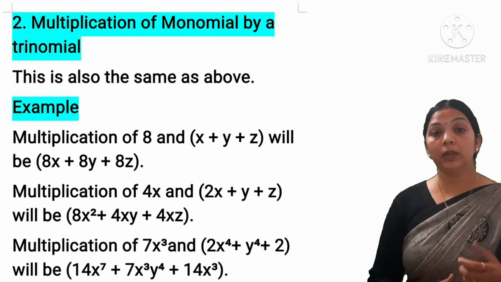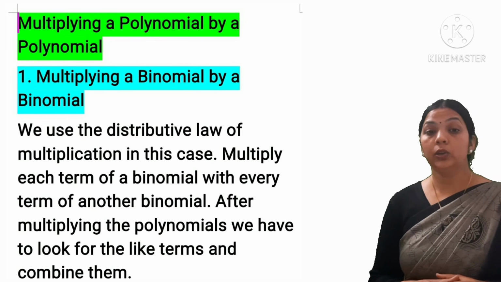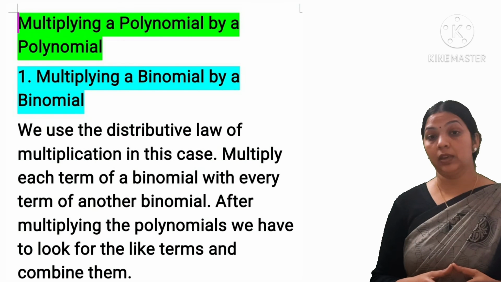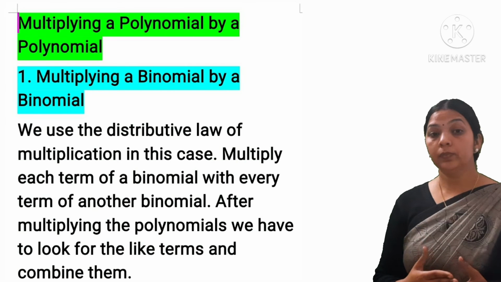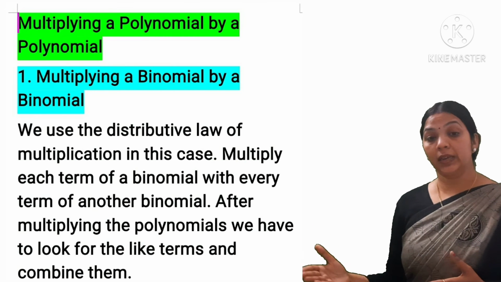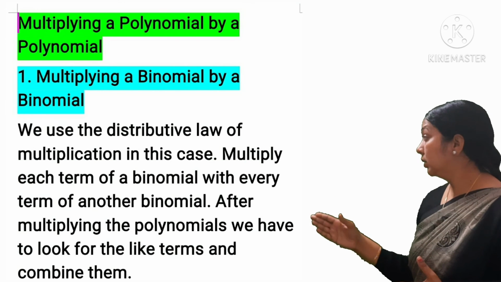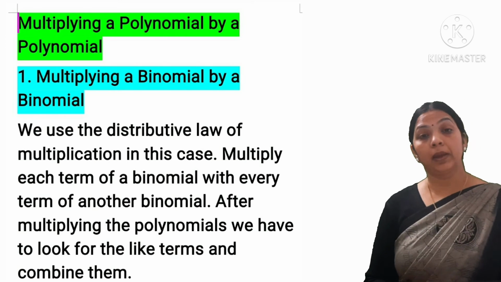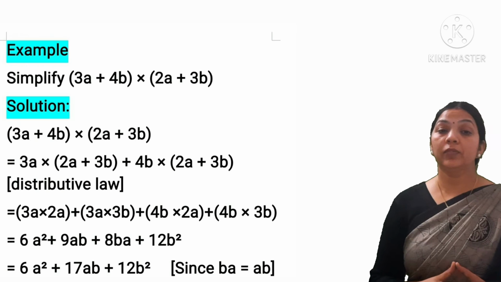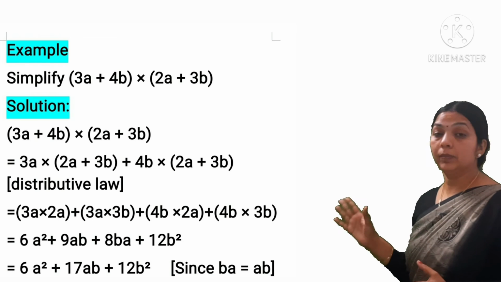Now, if we want to multiply a polynomial by a polynomial, that means both the terms are polynomials, then we have to use the distributive law of multiplication in this case. Multiply each term of the binomial or the polynomial with every term of the second polynomial or binomial. This is how we can multiply. Let's understand this with the help of this example, that is, simplify 3a plus 4b into 2a plus 3b.